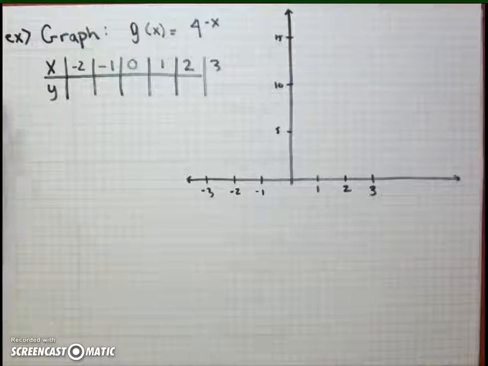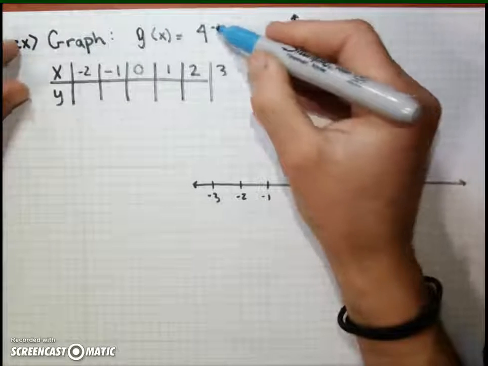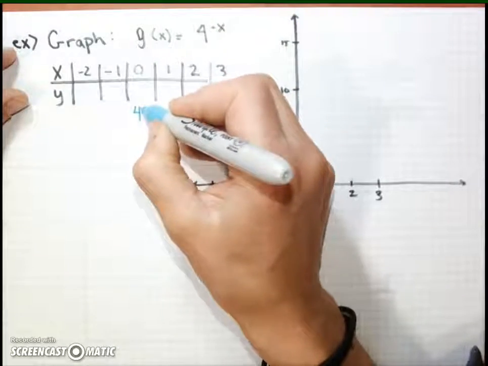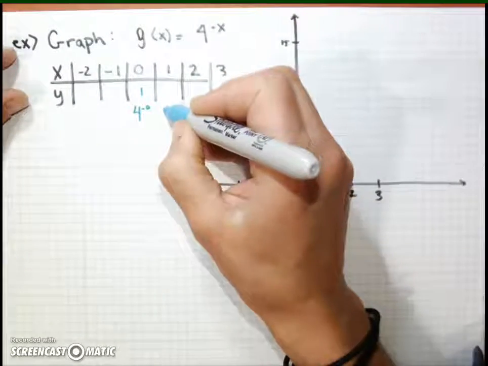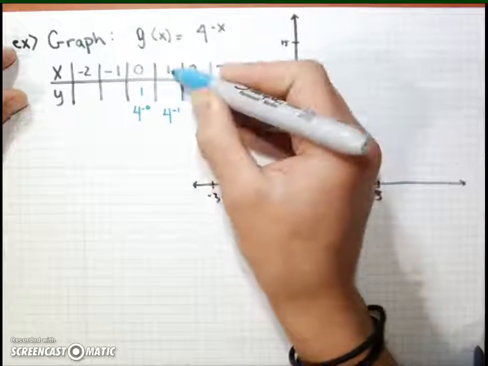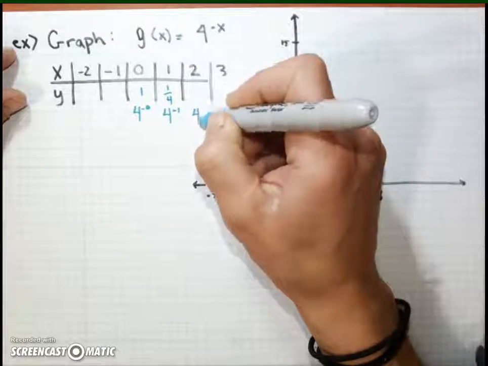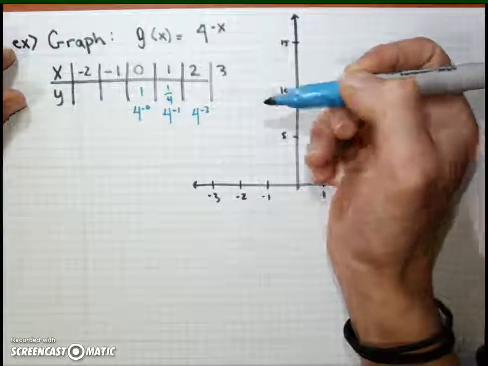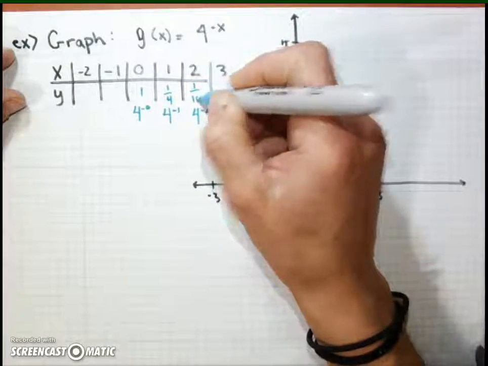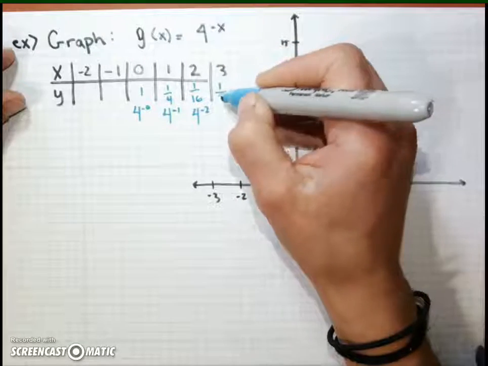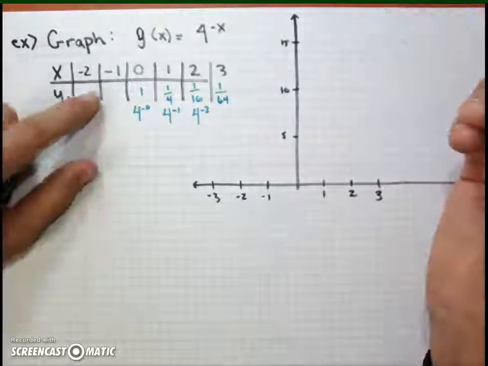Let's check out another example. In this case, we have 4 to the -x. So if I do 4 to the -0, I still get 1. If I plug in 1, it's going to be 4 to the -1, I get a fourth. I plug in 2, I'm evaluating 4 to the -2, which is a 16th. And I plug in 3, I'm doing 4 to the -3, which is 1/64.